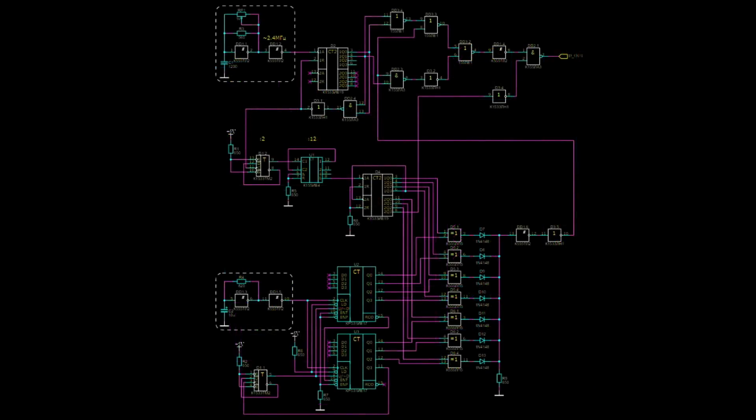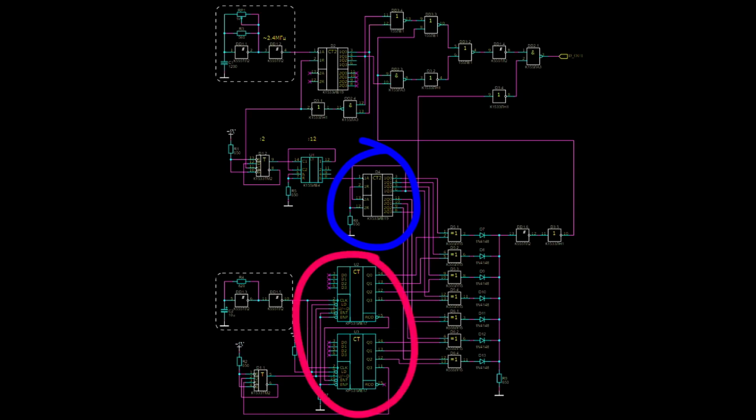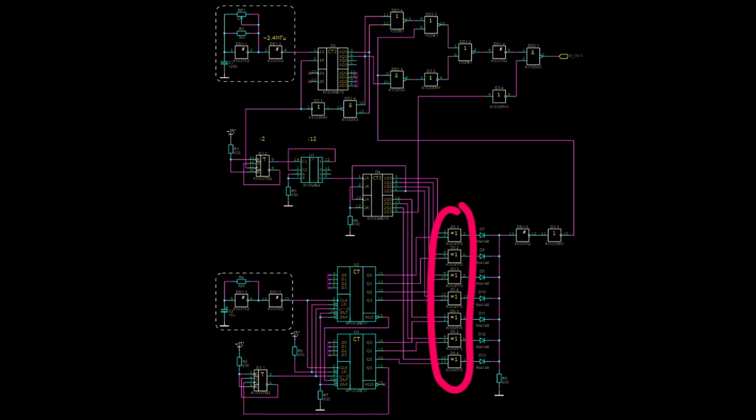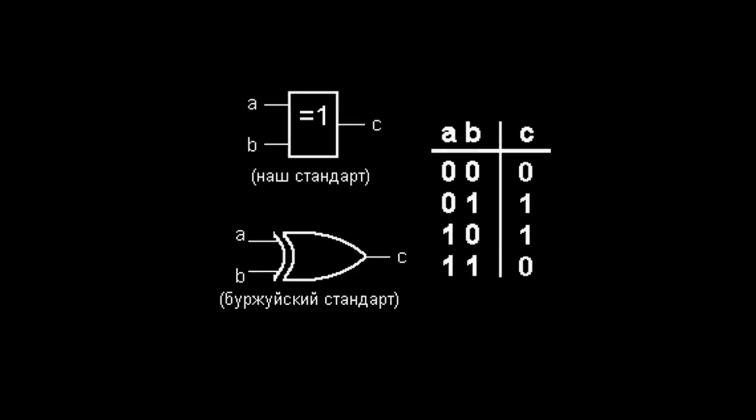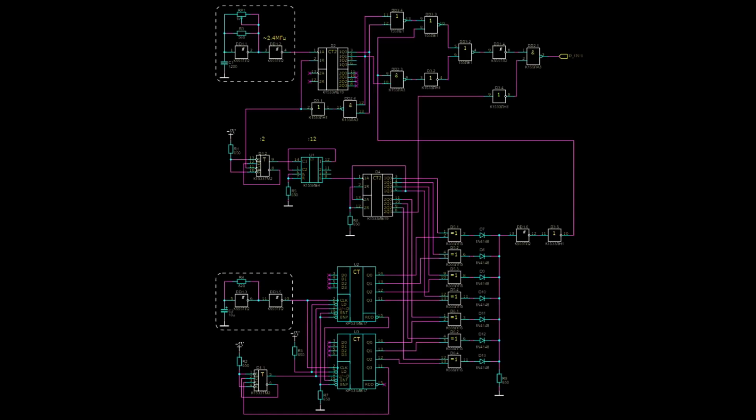Now our task is to compare the values in these and those counters. For this, we will use exclusive OR chips. The thing is, exclusive OR is nothing more than a comparison operation. It outputs a 1 if the inputs are different. Very convenient. We combine the outputs through diodes in a diode OR circuit, invert it and apply it to the signal. That determines what will be in the data stream, 0 or 1.